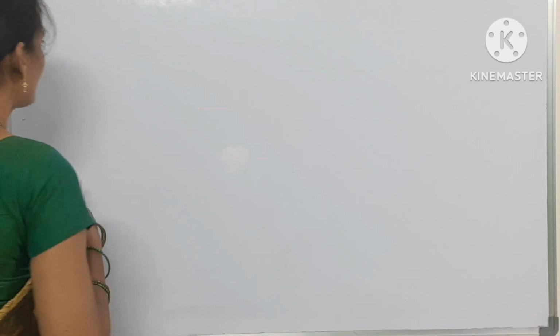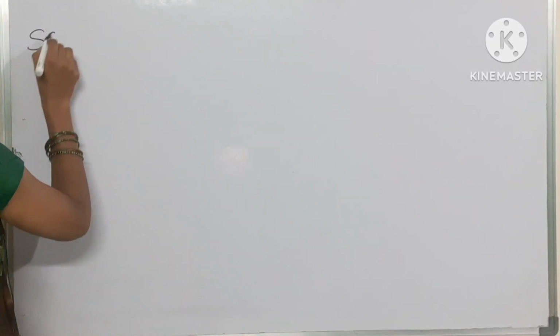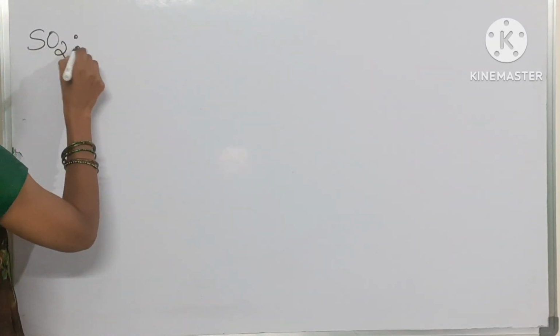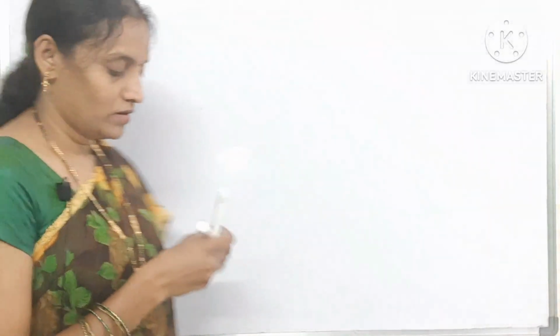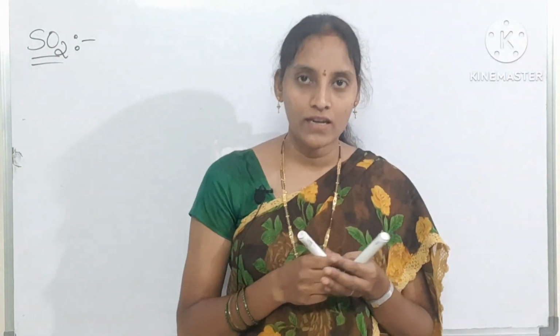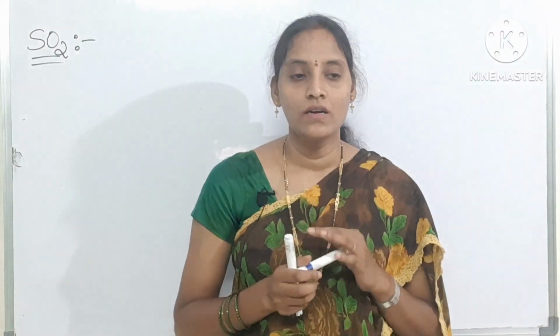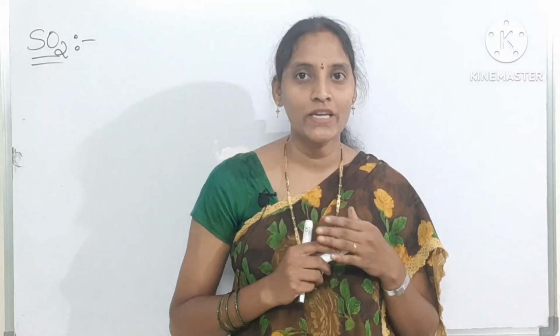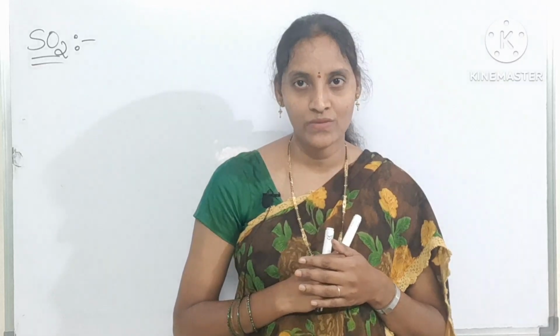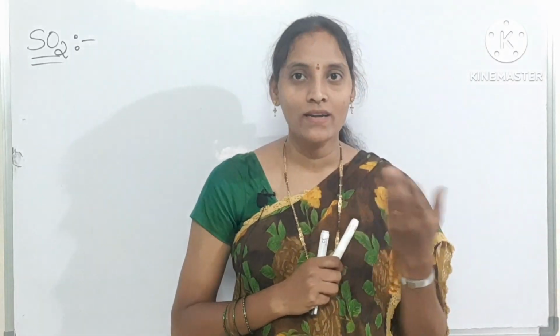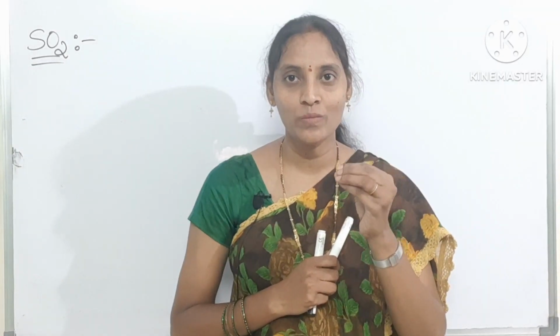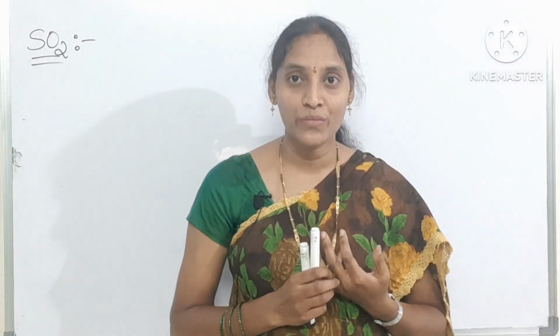Next you can take sulfur dioxide. This is the oxide form of sulfur. It is a colorless gas with a pungent smell. It reacts with both water as well as alkali. While reacting with water and alkali, it behaves like carbon dioxide.